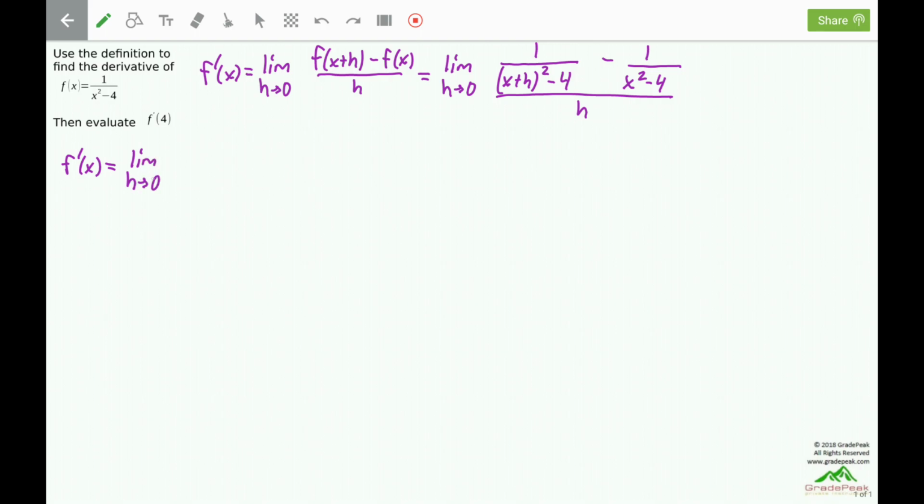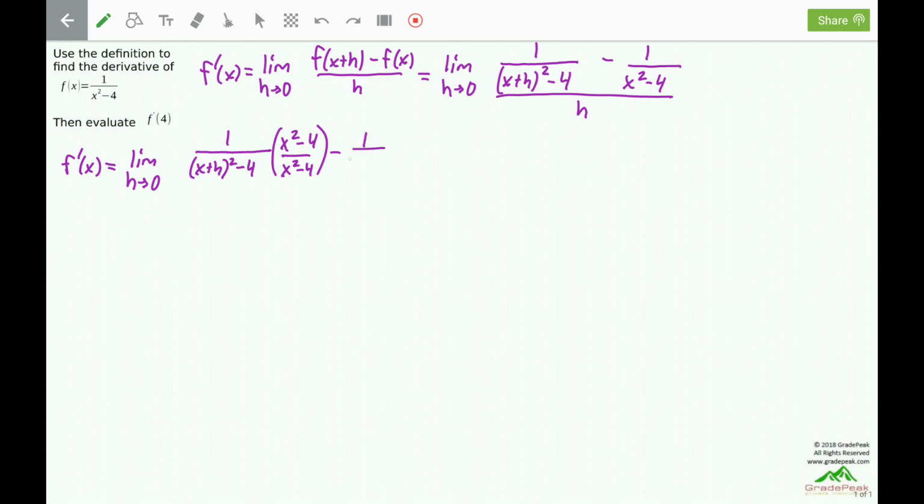get the common denominator. The first fraction has a denominator of x plus h squared minus 4. The second one has an x squared minus 4. The common denominator will be x plus h quantity squared minus 4 times x squared minus 4. So I'm going to take the first fraction and multiply it by x squared minus 4 over x squared minus 4, a form of 1.